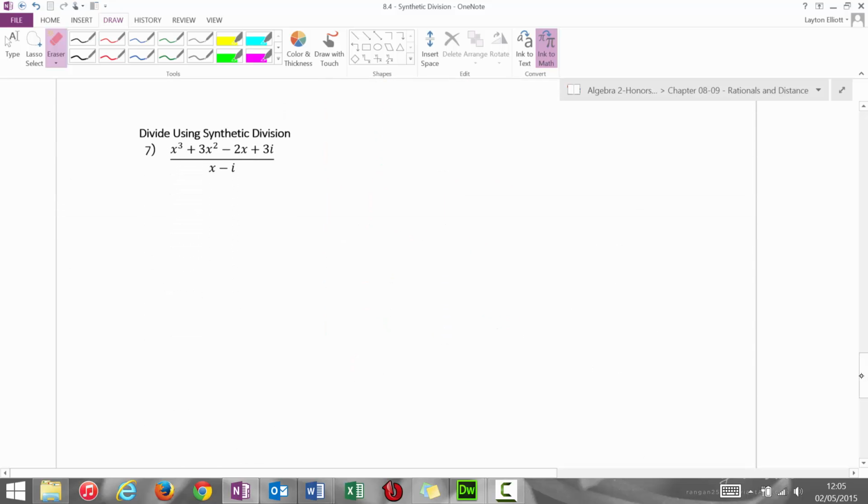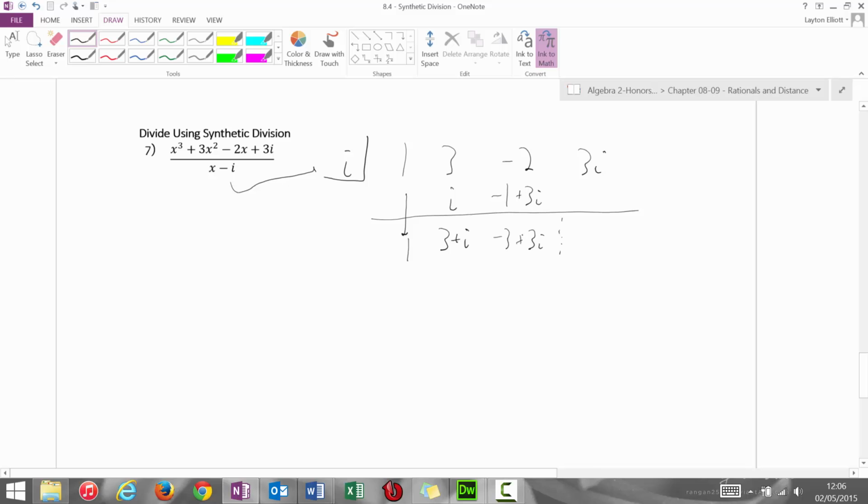We can do this with imaginary numbers. I can divide by i, with coefficients of 1, 3, negative 2, and 3i, and divide by i, the opposite sign of this. Just remember your imaginaries. I'm going to bring down the 1. 1 times i is i. Add, 3 plus i. Multiply. If I multiply the i times an i, I get a negative 1. And I multiply the i times a 3, I get 3i. Add. Negative 3 plus 3i. Multiply. i times 3i is negative 3, and then I have minus 3i, and then add.